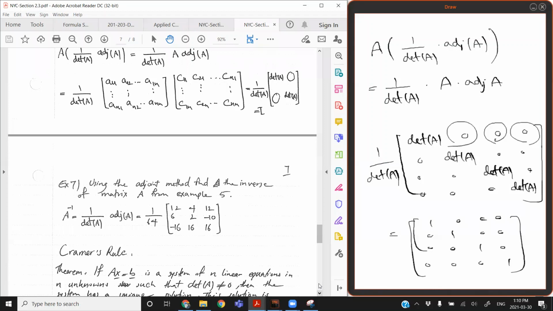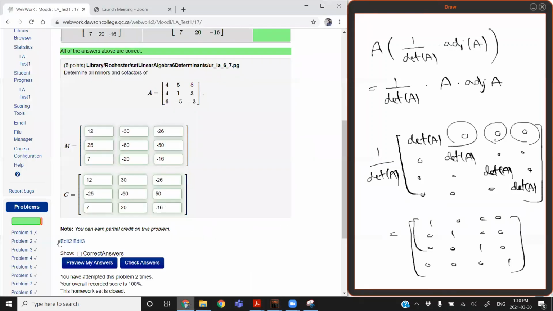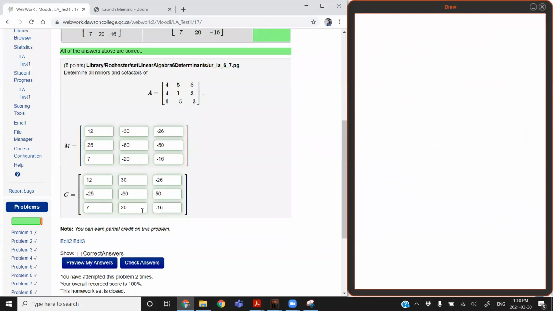So using the adjoint method, find the inverse of this matrix here. So I let you do this example at home. I'm going to use the same example that we have here. So imagine I want to use this formula. A inverse is 1 over determinant of A times adjoint of A. I want to use this to find the inverse of this 3 by 3 matrix.